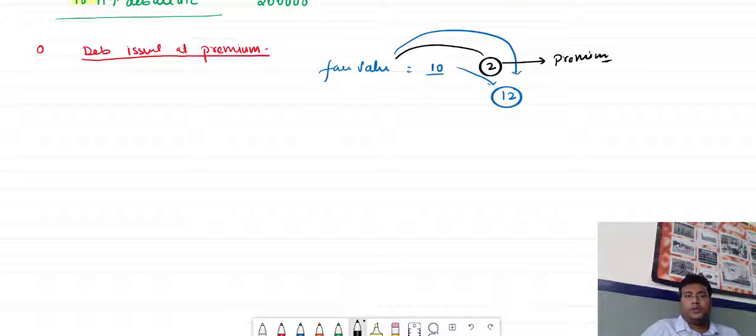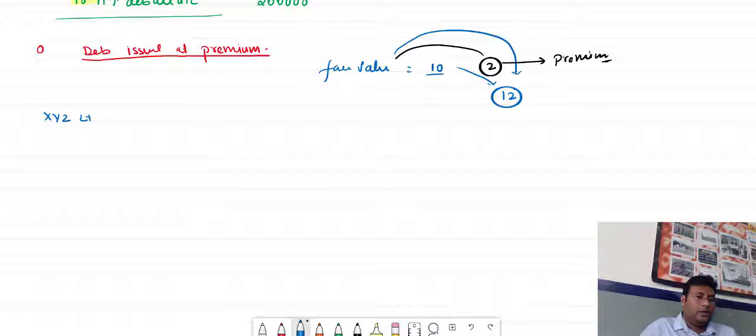So suppose we take one question and see how the entry will be. Always remember that the premium entry is passed with the due entry. And if no information is given about where the premium will be, always remember that the premium will be applicable on allotment only. Okay, so just see this particular question, and after that we will discuss the entry of premium.